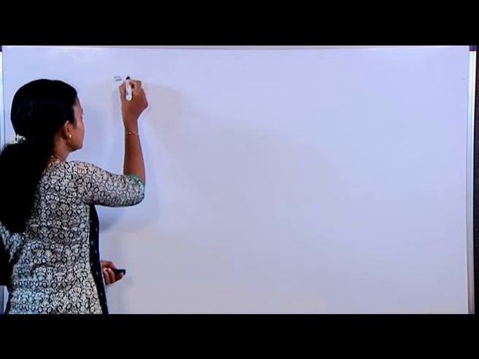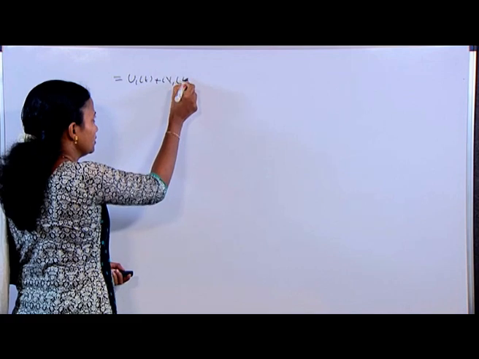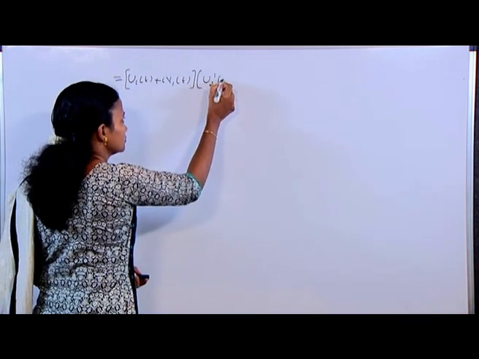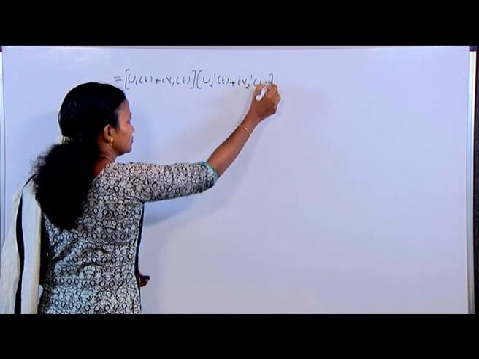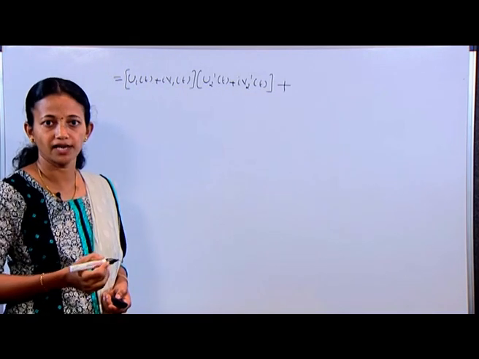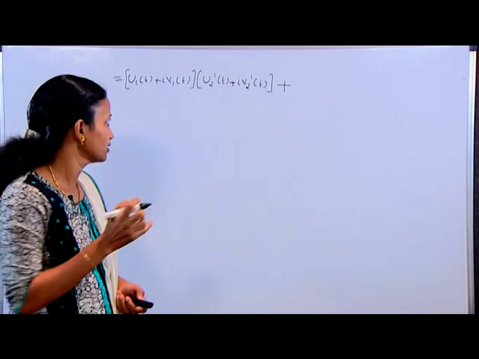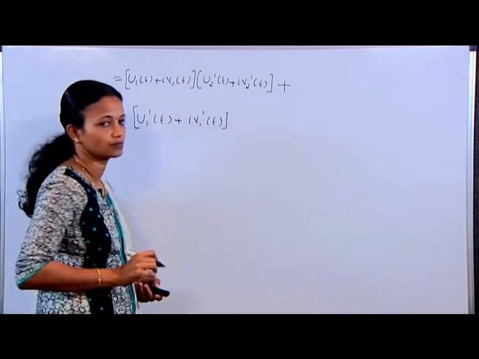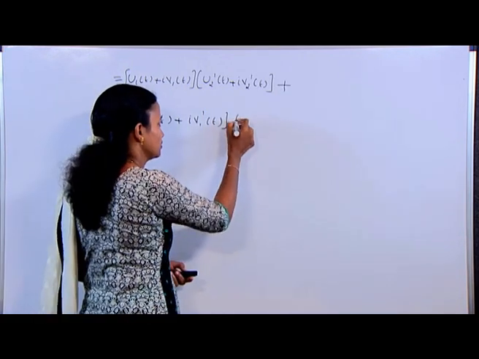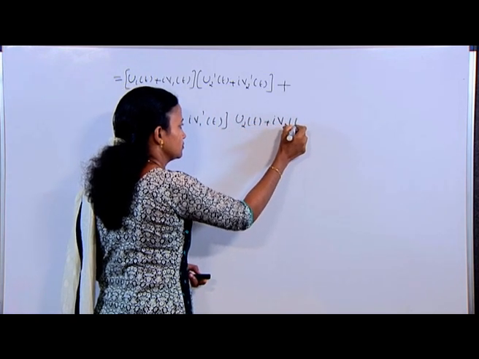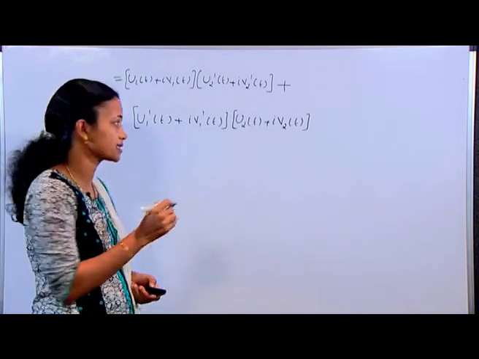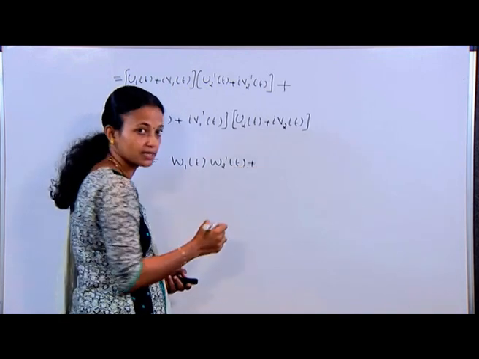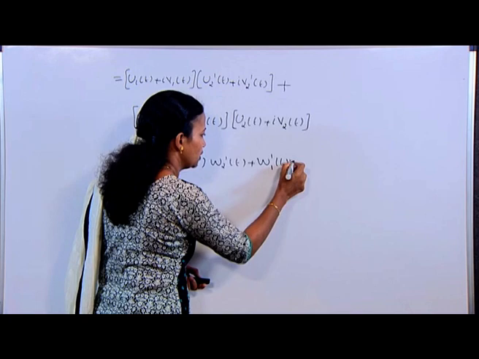which is equal to u1(t) plus i v1(t) into u2'(t) plus i v2'(t), plus the next term u1'(t) plus i v1'(t) into u2(t) plus i v2(t). This is nothing but w1(t) into w2'(t) plus w1'(t) into w2(t).